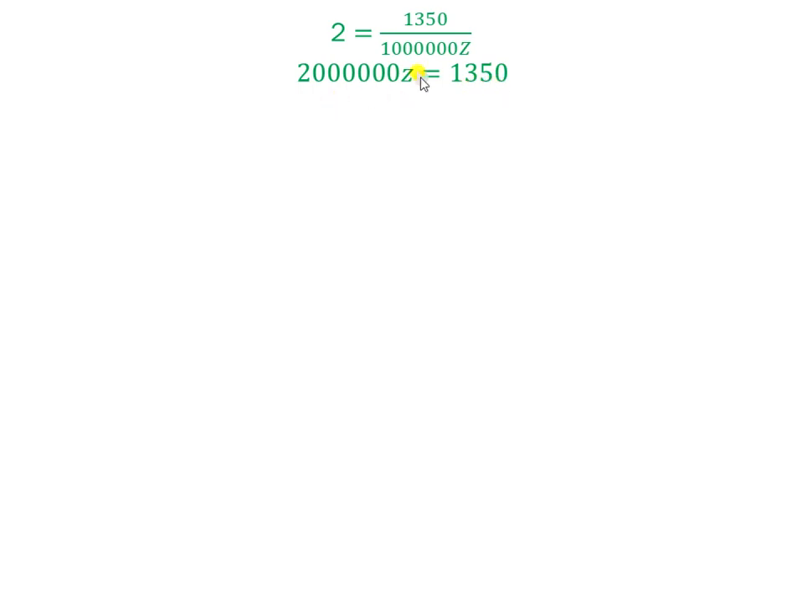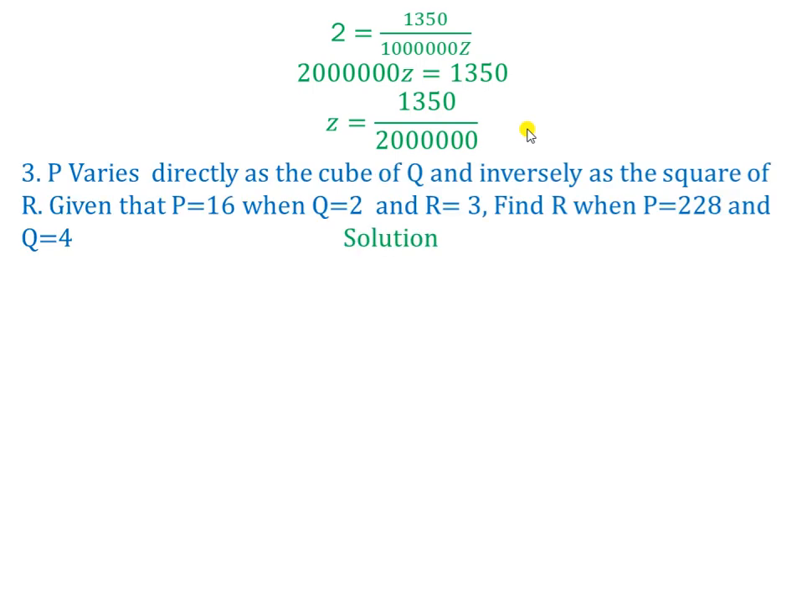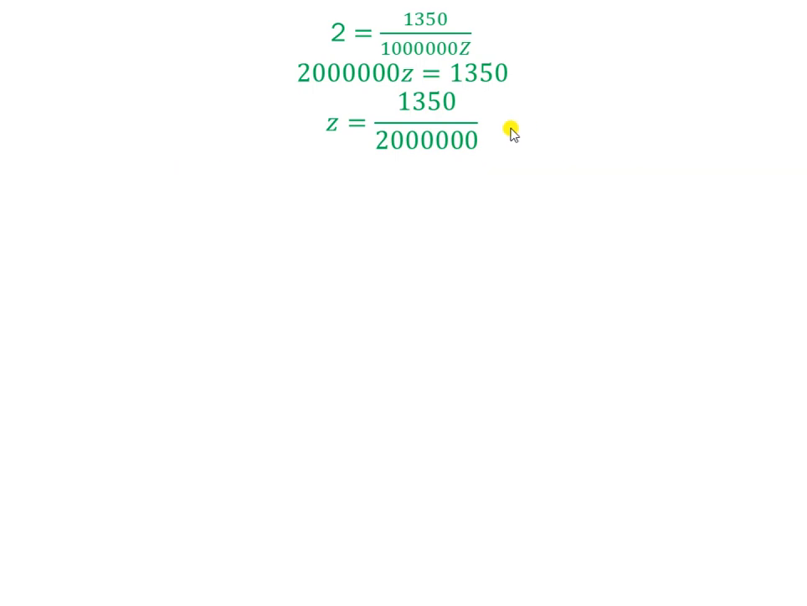And if you want to get the value of z, you simply divide through by 2 millions. And when you do so, you will get 1350 out of the 2 millions. And if you can simplify that, the better. You can try out in your calculator if it can simplify, the better. So this gives us the value of z under the circumstances given in the question. And this is the answer they wanted from us.